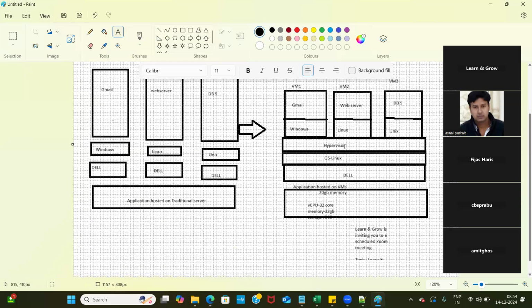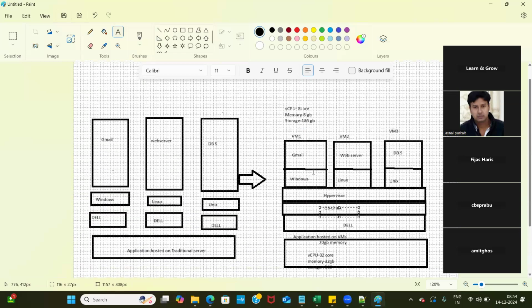Apart from the host operating system, this is our host operating system. Still, we require an operating system for each VM. So this is the pain point also, right? Really, this is a pain point because, again, you have to purchase a license for each VM.